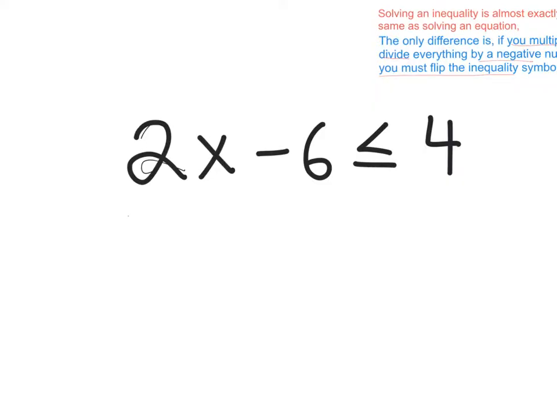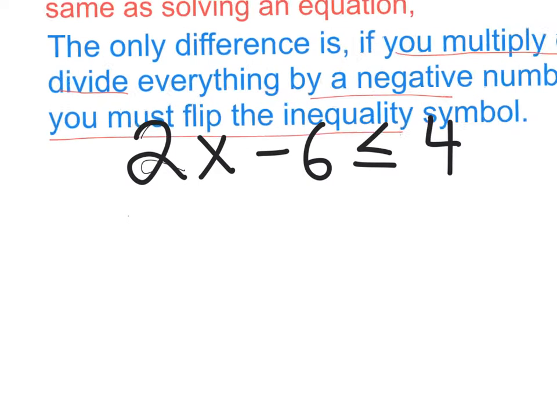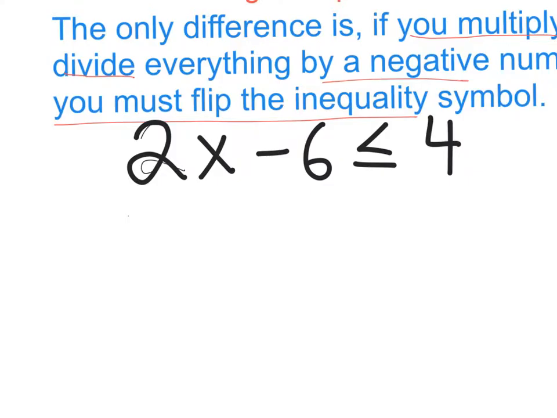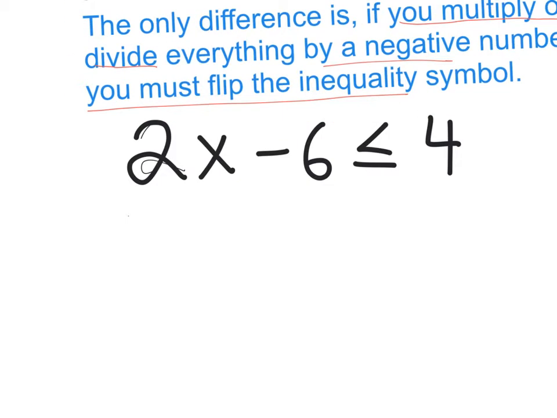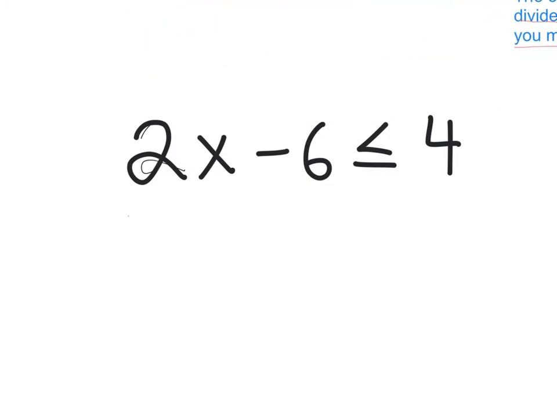It kind of looks like an equation. The only difference is that you have an inequality right here instead of an equal sign. So let's just solve this the same exact way, right? Now, remember, in our notes over here in blue, the only difference is if you multiply or divide everything by a negative. So let's start solving this thing. What's the first thing to do? To get rid of the minus 6, you're going to go plus 6.